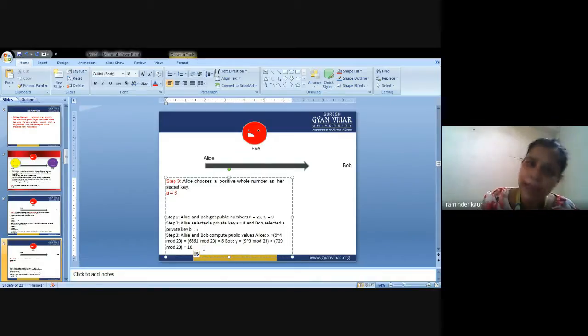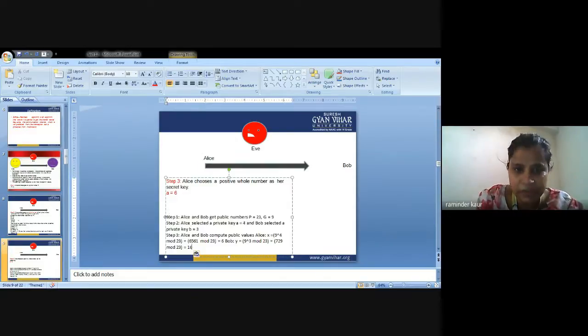In the same manner, you are supposed to calculate the value of Y as you have calculated the value of X. So Y will be 9 raised to power 3. 9 means G, raised to power 3, that is B, into modulus of P. So it will be 16 and it will be 6. So 6 and 16 will be the interpretations in step 3.